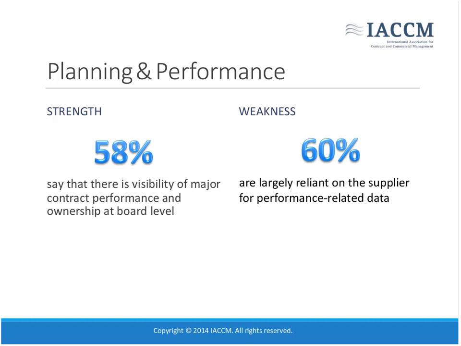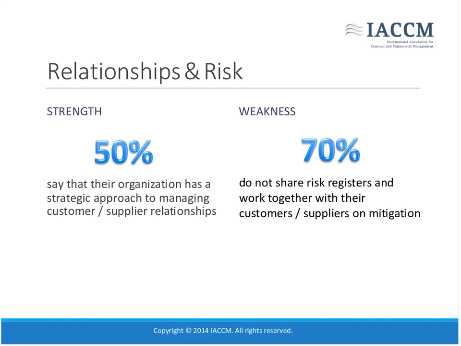So going on from that one, let's take a look at our fourth area, relationships and risk. So there we have 50% that tell us that their organization has a strategic approach to managing customer and supplier relationships. So strategic account management, strategic relationship management certainly are growing. Well, on the sell side, of course, they're no way new, but certainly on the buy side, it is a growing discipline. There is growing focus on SRM as a meaningful discipline.